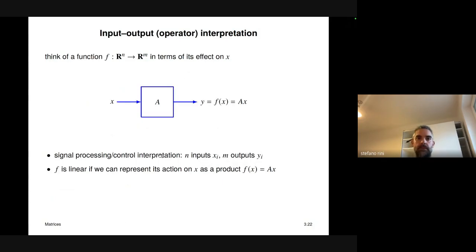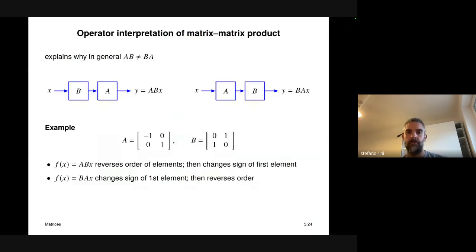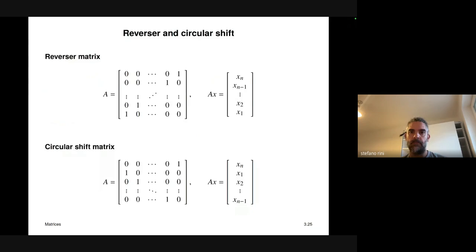In general, we can think about this function f as an input-output operator. We have an input x of size n, and this function is a black box that produces an output of size m. This can be useful in many different interpretations, in particular when we want to think about concatenating these blocks in different orders. So we can stack the two functions, applying them sequentially. There is a sequence: first comes A, then comes B.